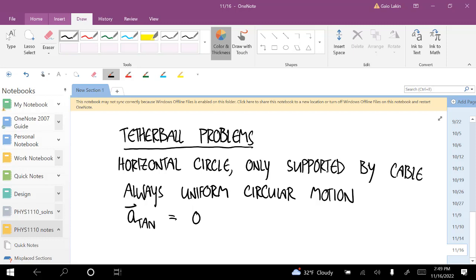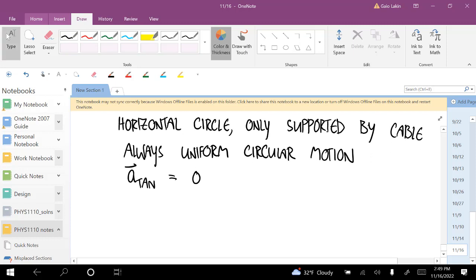So you have to, every time you look at a circular motion problem, ask yourself, is this a tetherball problem? If it's not, then you can go the other way. But if it's a tetherball problem, then your first couple steps are going to be a little bit different. Really, the only thing that's different is the view that you're going to take to do the problem.